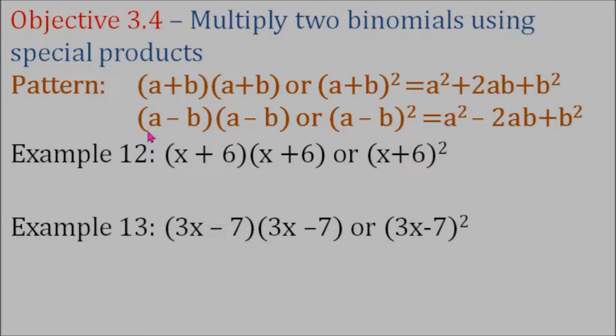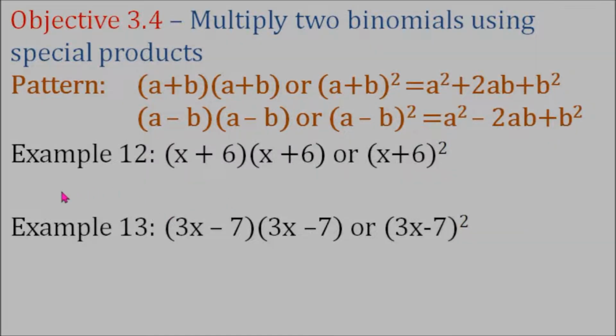And also, the quantity a minus b times the quantity a minus b, or the quantity a minus b squared equals a squared minus 2ab plus b squared. How did we get that? So we square the first term, a times a is a squared. Then we multiply a times negative b, that's negative ab, then double it, we have negative 2ab. Then square the second term, negative b, so that's b squared.